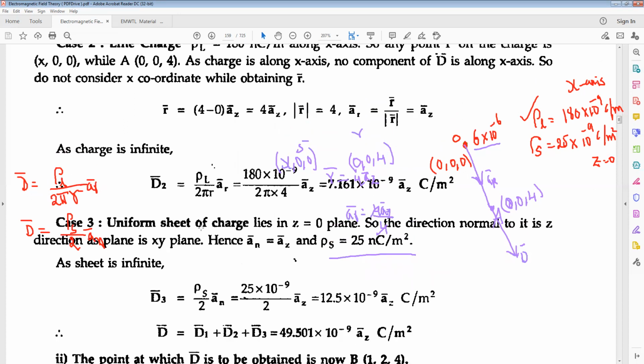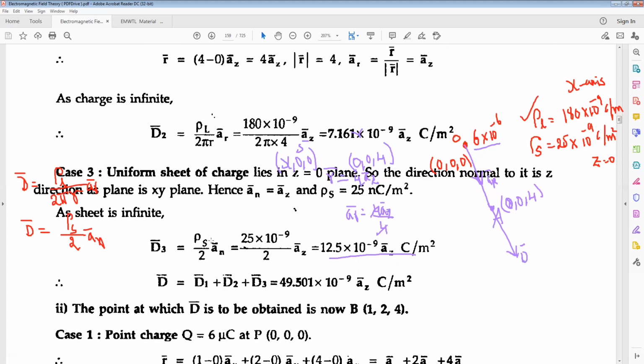Similarly, the uniform sheet of charge lies at z equal to 0, which means AN bar is equal to AZ. Rho S by 2 AN bar, 25 into 10 to the power of minus 9 by 2 into AZ bar. So we got D1 at the point charge, D2 at the line charge, and D3 for the surface charge of the sheet of charge. Add all the terms, all are AZ bar terms only. So 49.501 into 10 to the power of minus 9 AZ bar coulomb per meter square.